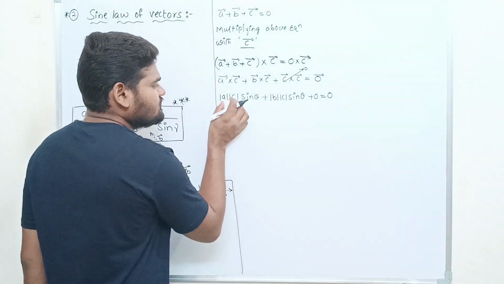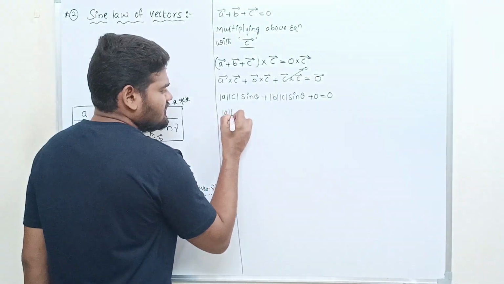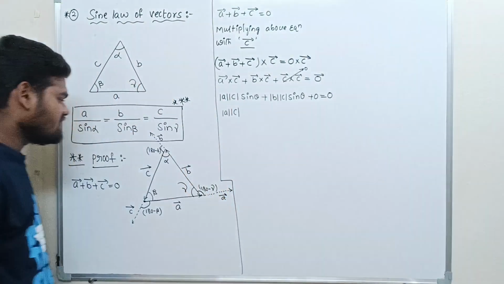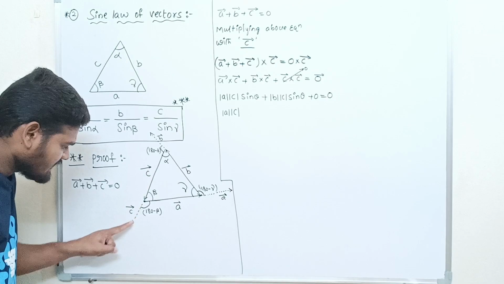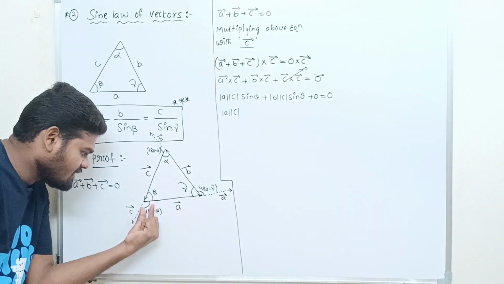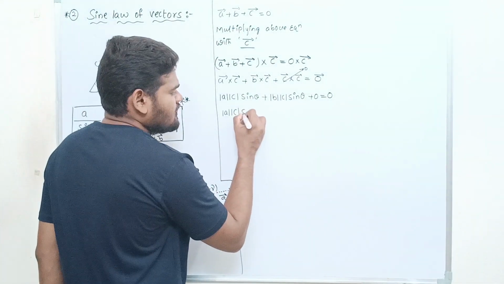Right, have a look. Magnitude of A into magnitude of C. What is the angle between the A and C sides? So this is the side C, this is the side A. The angle between them is 180 minus beta.